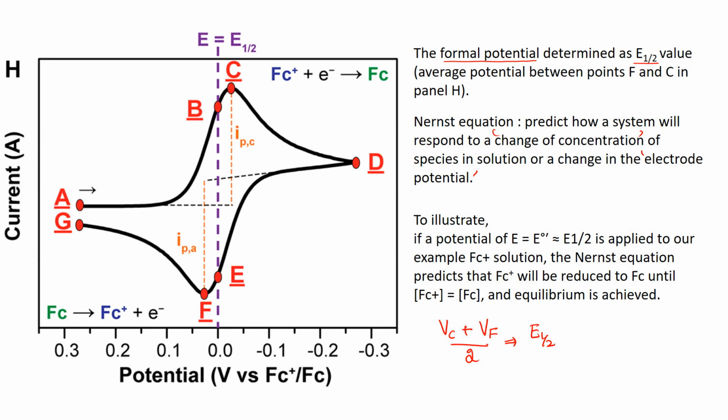Now this is the potential E, that is the applied voltage that we are going to apply to the electrode. If that is equal to E naught dash, that was our standard potential, and if this is equal to E half, that is derived from the graph.